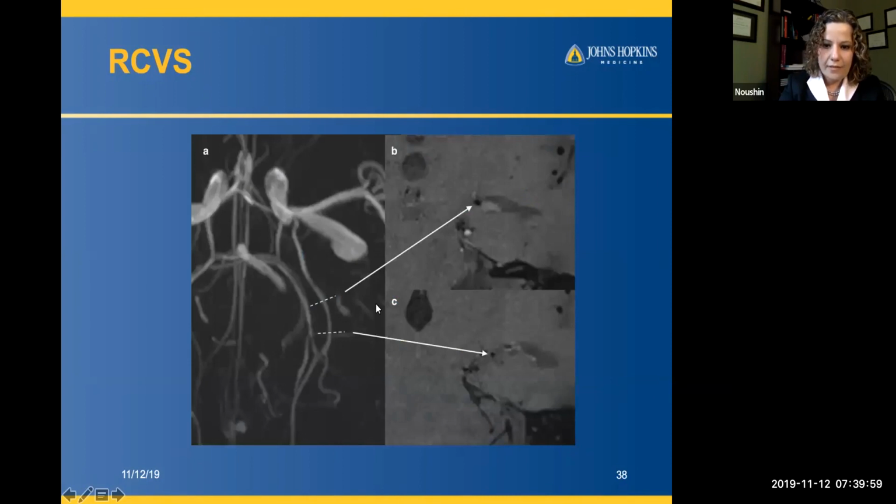As I said earlier, with vessel wall imaging, we really don't see vessel wall enhancement or perivascular enhancement in RCVS. This is a patient we had. It's a duplicated left posterior cerebral artery. That's the area of normal caliber of the vessel, and this is an area of narrowing. As you can see, this is a normal caliber, and it's narrowed down to this here. We don't really see any enhancement surrounding it, and the follow-up MRI was normal.